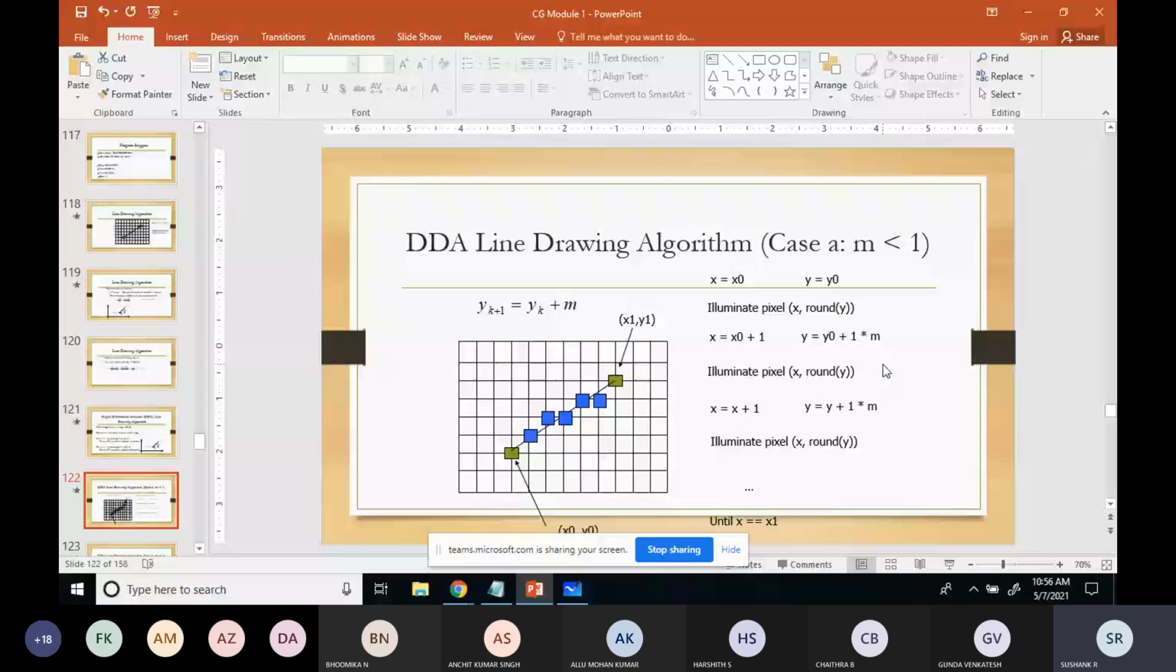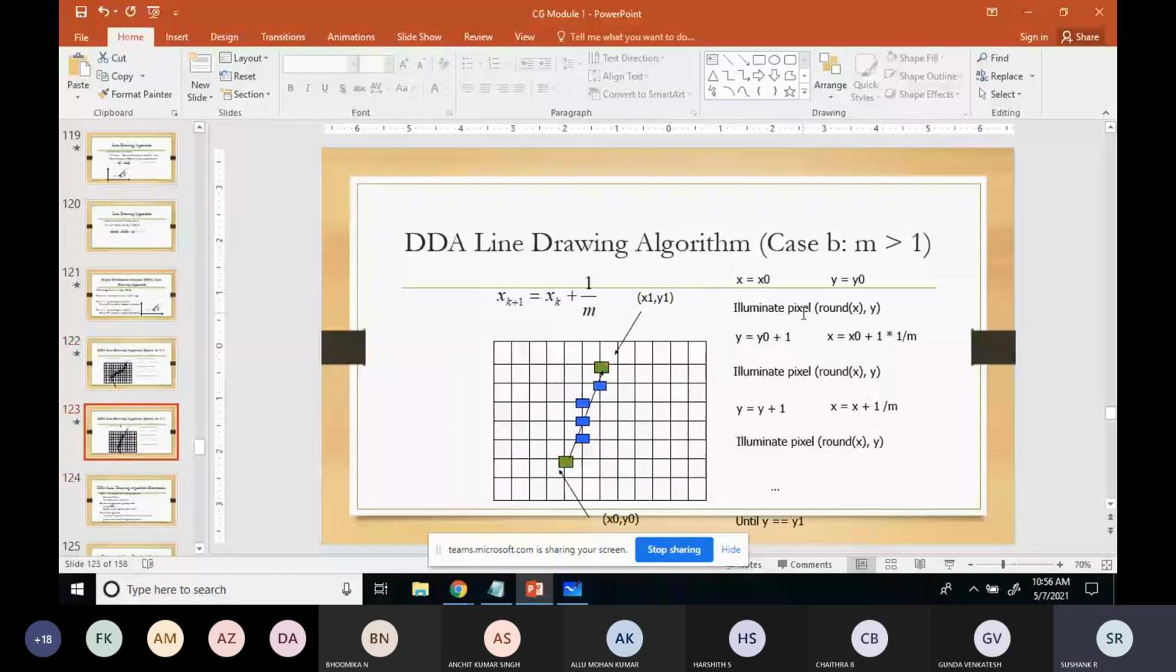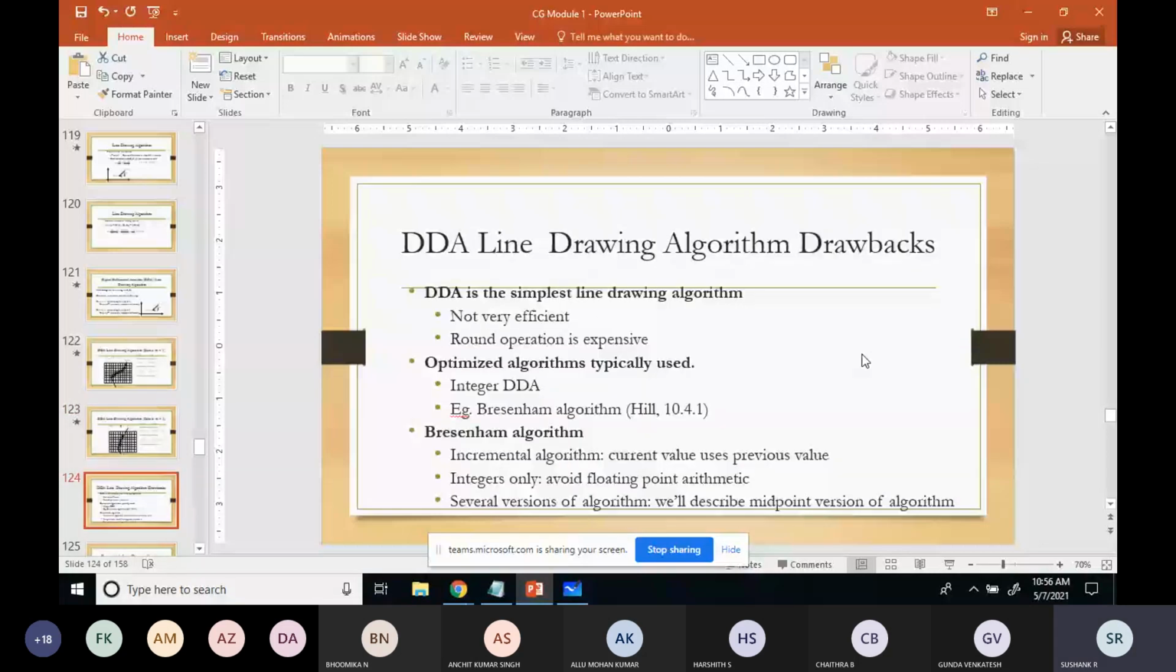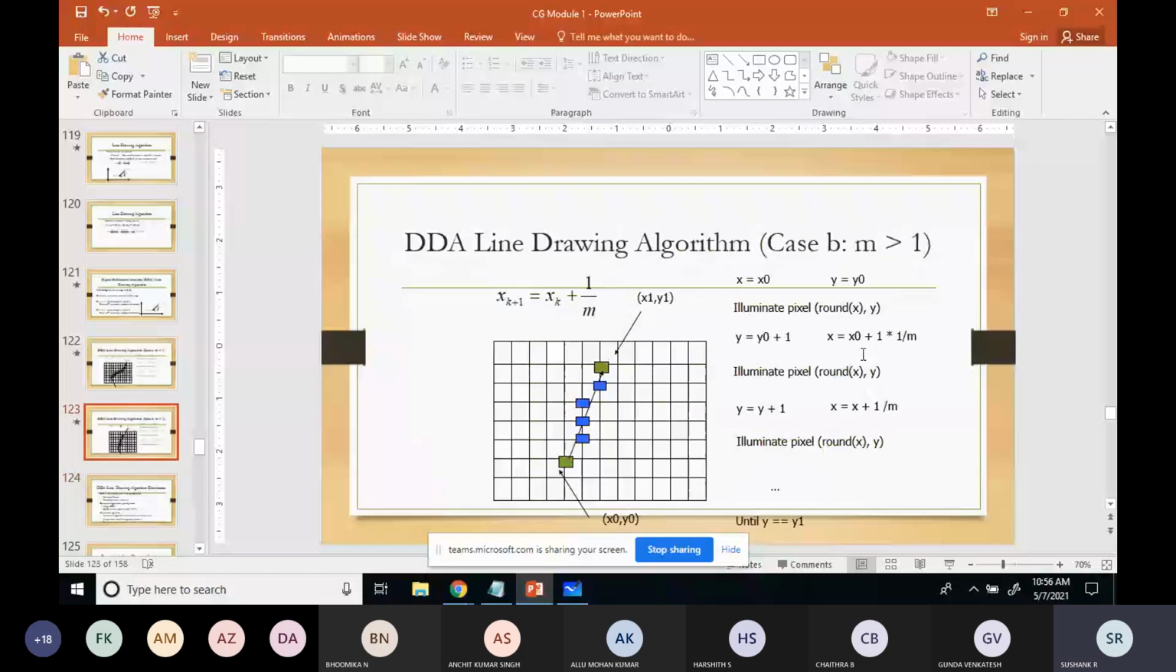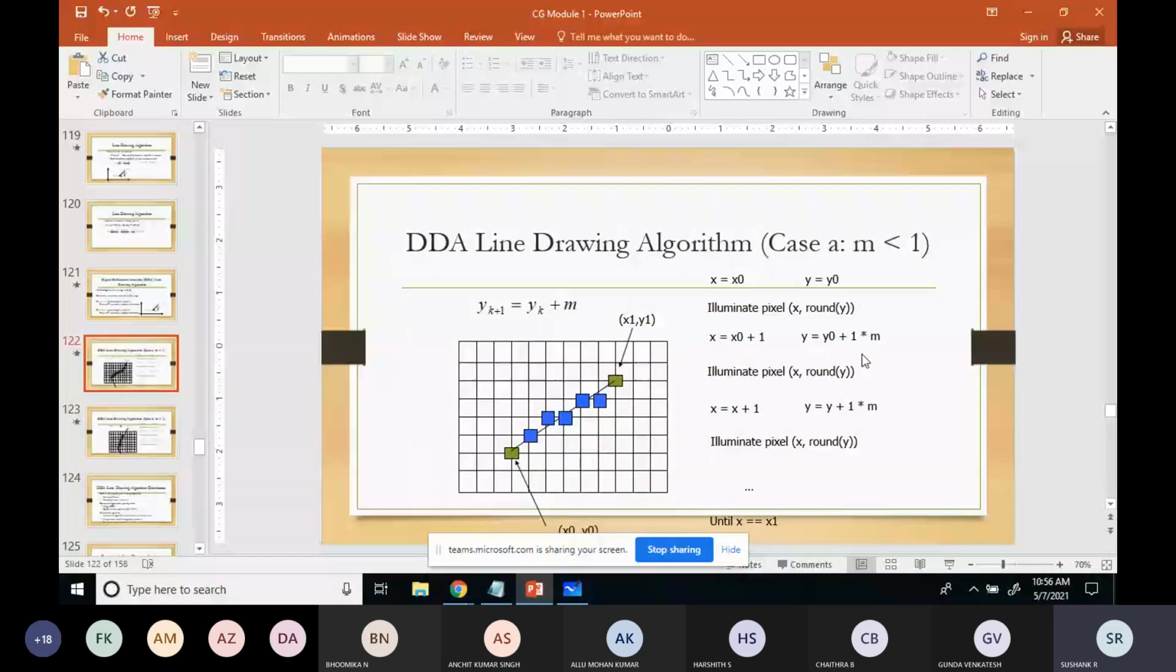If it is m greater than 1, y will move in unit intervals. See, y is equal to y0, then y0 plus 1, y plus 1. For the corresponding x value, x1 is equal to x0 plus 1 by m, x2 is equal to x1 plus 1 by m, x3 is equal to x2 plus 1 by m. So in tomorrow's class, we'll solve the problems for the 3 cases: m less than 1, m greater than 1, and m equal to 1.